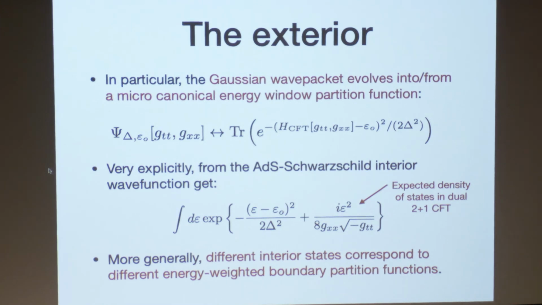It's a very natural thing. It's very natural to smear. So this is literally what you get by taking this wave function and taking it to the boundary. So this is Gaussian weighting of energies, and this is the density of states that is expected in the 2+1 CFT. It comes out of the Schwarzschild solution. So more generally, you pick your state in the interior, you run it out, and it will give you some partition function on the outside.